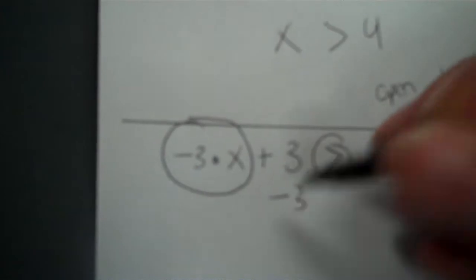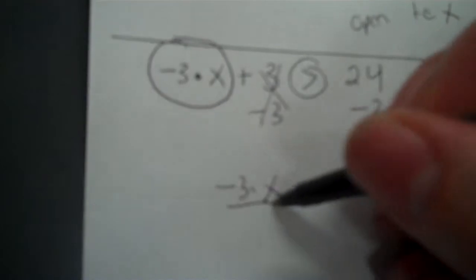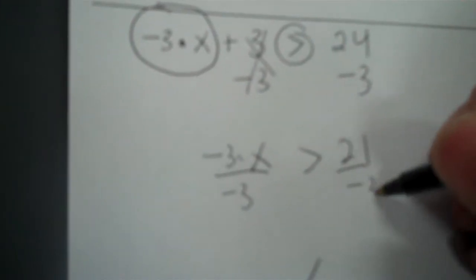Okay? But first I minus 3. When I minus or plus, I keep the sign the same. Okay? It's when I divide that I'm going to switch it. So minus 3, and we got negative 3 times x. 24 minus 3 is 21. And then we divide by negative 3. And of course the sign switches at that point because I'm dividing each side by a negative. So I have x, and then I take 21 divided by negative 3, and I got negative 7.